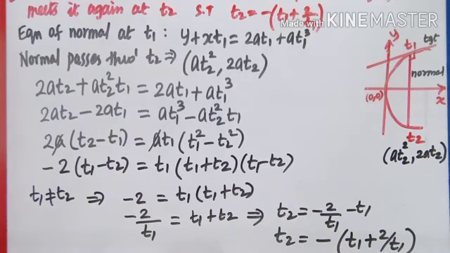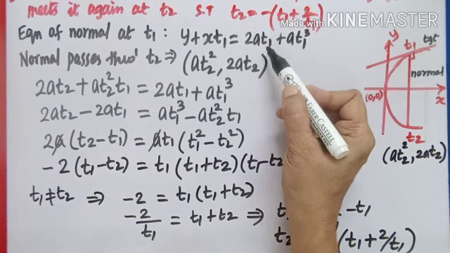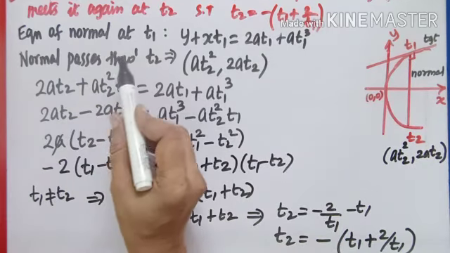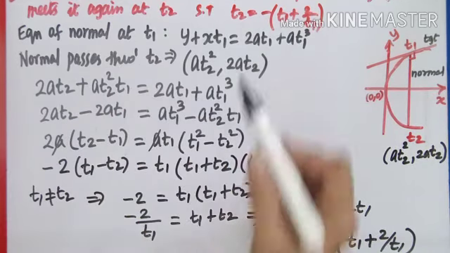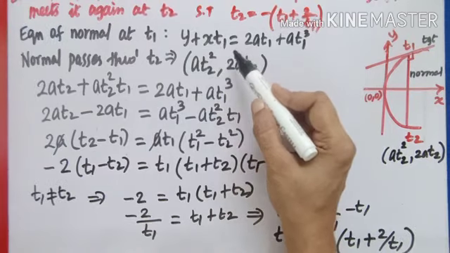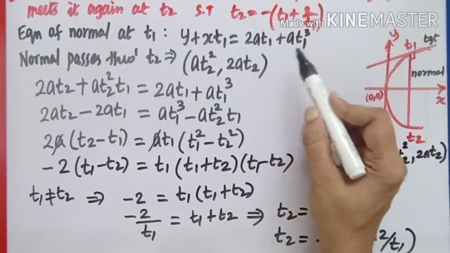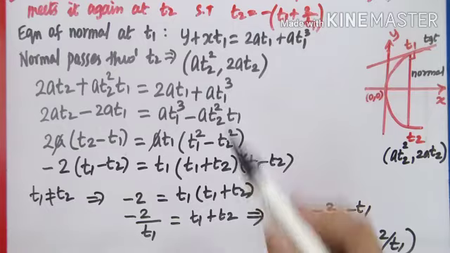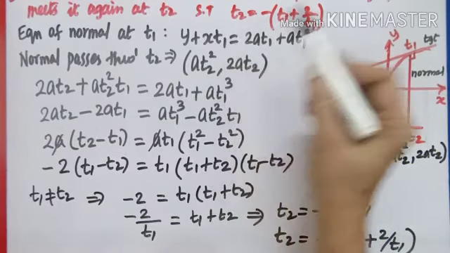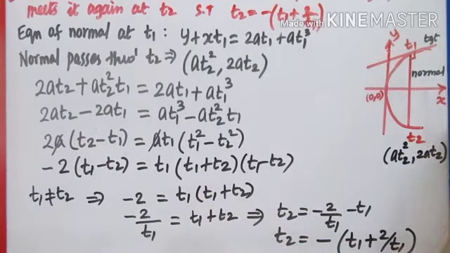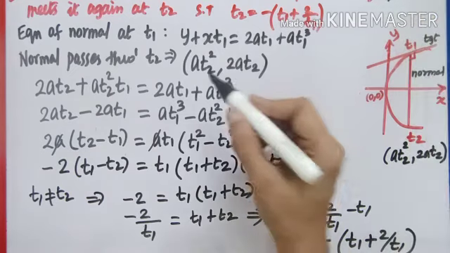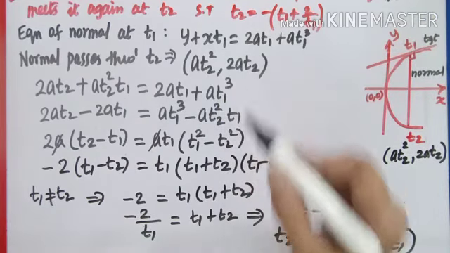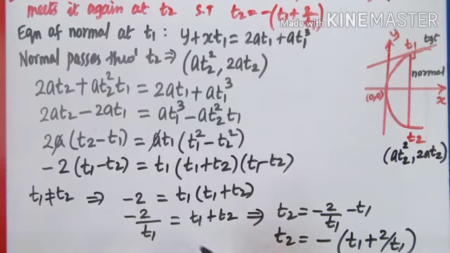This is also a simple problem provided we are able to remember this formula. Equation of normal at T1 is y plus x T1 equals 2aT1 plus aT1 cube. Wherever x and y are coming, meets again at T2 tells me to substitute aT2 squared comma 2aT2. As we simplify, we arrive at the given result.